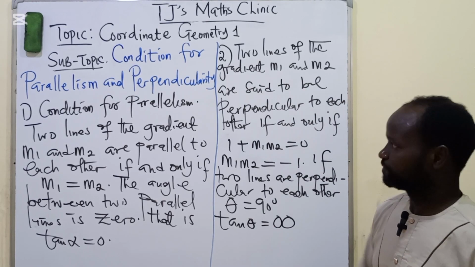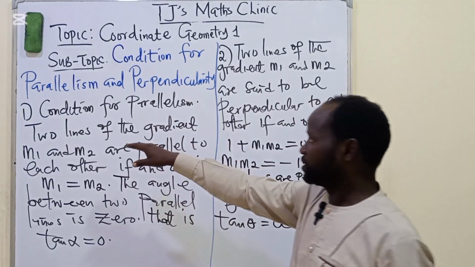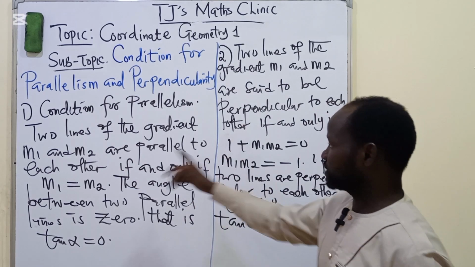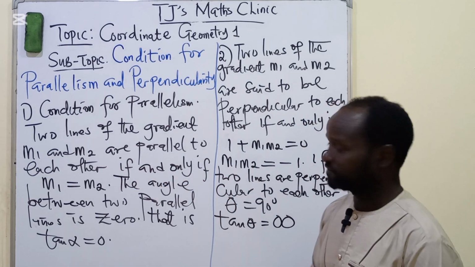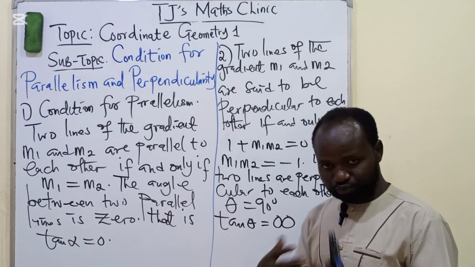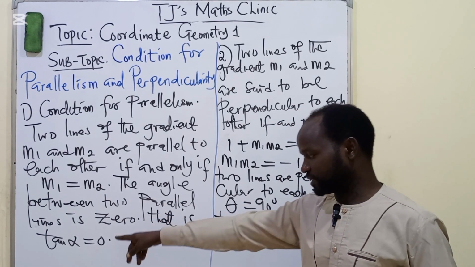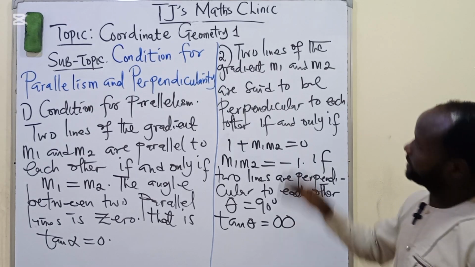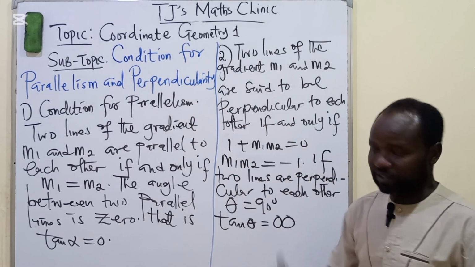Let's go over it again. Condition for parallelism. Two lines of the gradient m1 and m2 are parallel to each other if and only if m1 is equal to m2. The angle between two parallel lines is 0. That is, tan alpha is equal to 0. Very important concept.